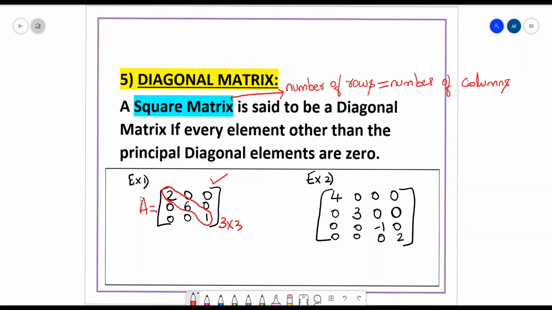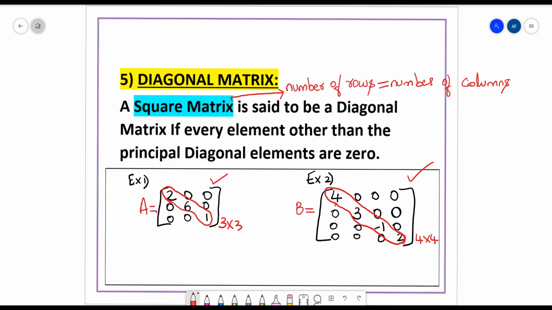The number of rows in this case is 4 and the number of columns is 4. So the number of rows is equal to the number of columns in this case also, so it is a square matrix. And the principal diagonal elements are 4, 3, minus 1 and 2. Except these principal diagonal elements, all the elements are 0. So I can conclude that even example 2 is a diagonal matrix.